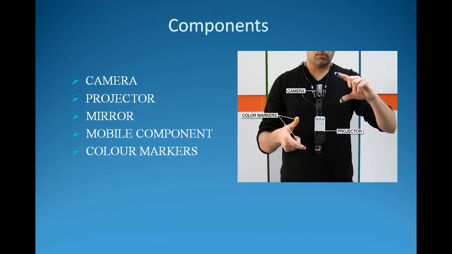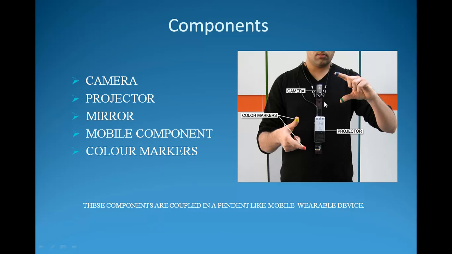That is about components. Now I am going to discuss my components. The whole combination looks like this: this one is the camera, this one is the color markers, this one is the projector, and this one is the mirror. Let me explain all of them one by one. First is the camera, second is the projector, third is the mirror and mobile component, and the last is the color markers. Now we have to move on to the next slide.